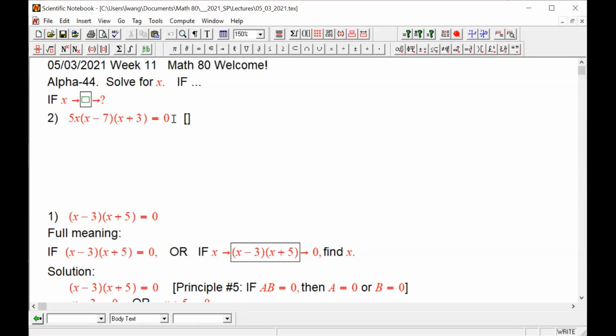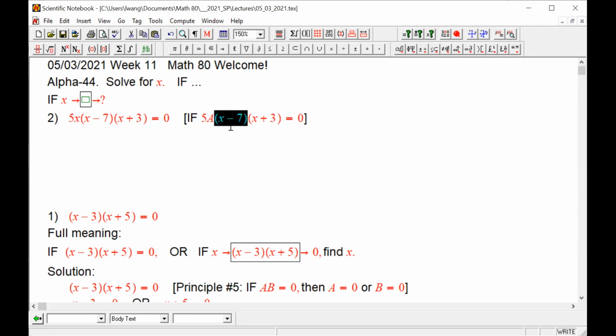We view this as a product. Of course, it's an if statement, right? We view this as 5, which is a number. And the x we view as a capital letter A, x minus 7 as a capital B, and x plus 3 as capital C. So 5 times A, B, C. So 5 is a number, x is a number. We don't know.